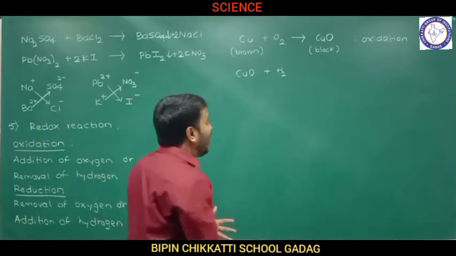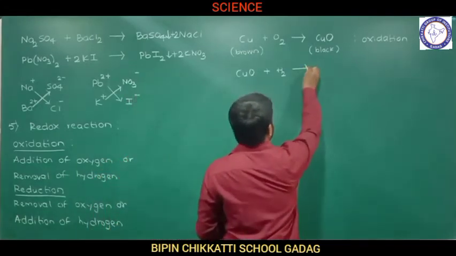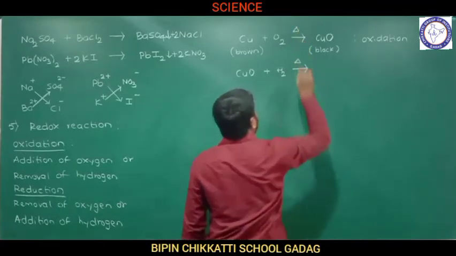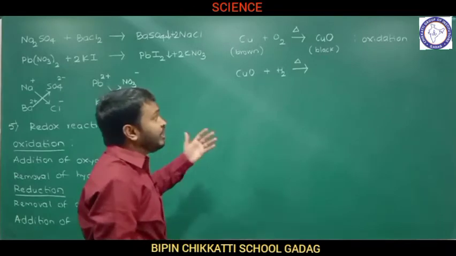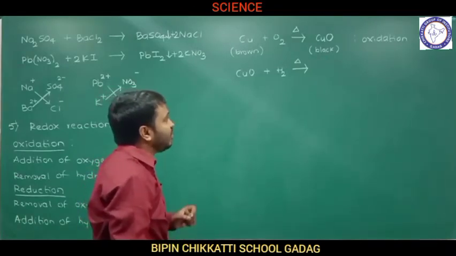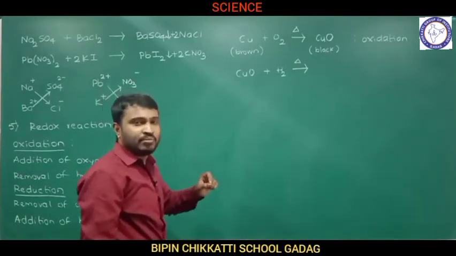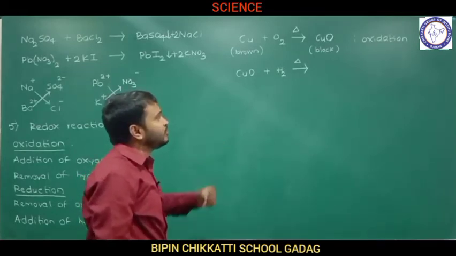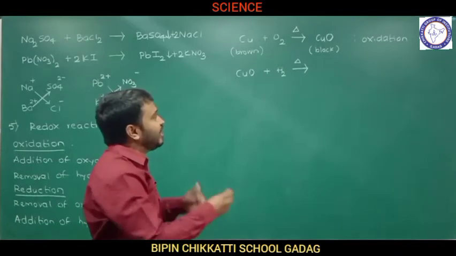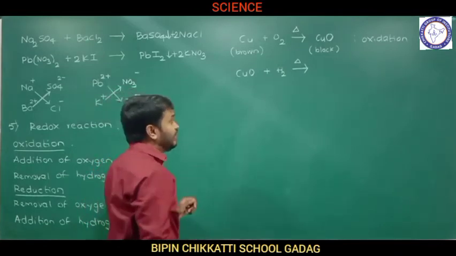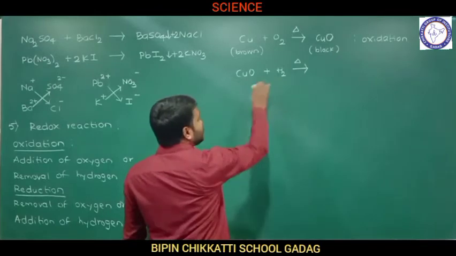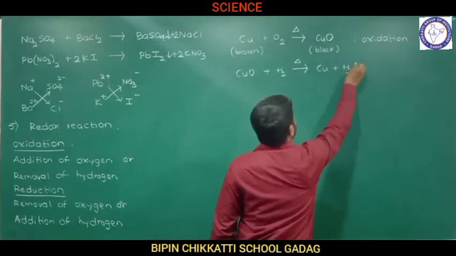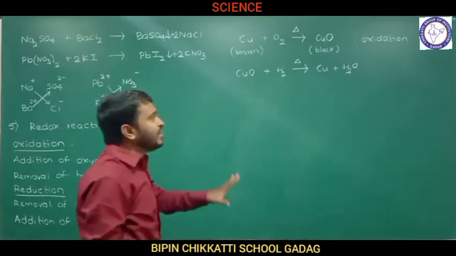When you pass hydrogen gas over CuO, of course heating is required. This is the basic criterion. Without heating you won't get such products, because heating means high temperature is applied, and the reactant molecules will get high kinetic energy, so the rate of reaction will increase. That is the basic criterion. When CuO reacts with hydrogen, we are going to get copper, and we are going to get oxygen removed.